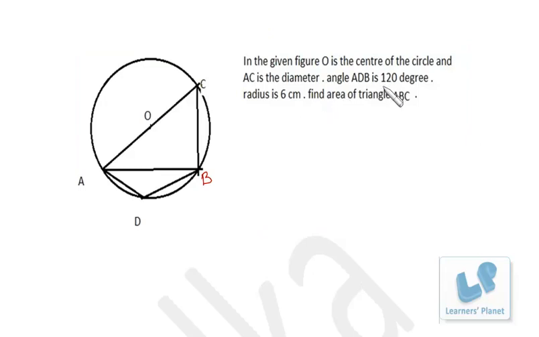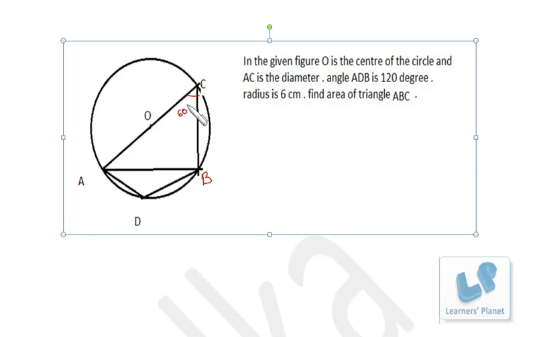Now angle ADB is 120 degree. If this angle is 120 degree, that means this angle must be 60 degree because ADBC is a cyclic quadrilateral, because all the four vertices are on the circle. If it is a cyclic quadrilateral, then sum of opposite angles must be 180 degree. So if it is 120 degree, it has to be 60 degree. Okay.